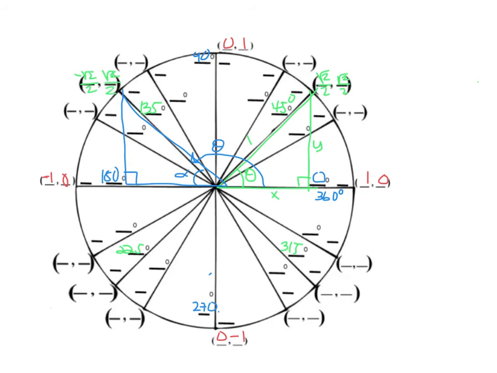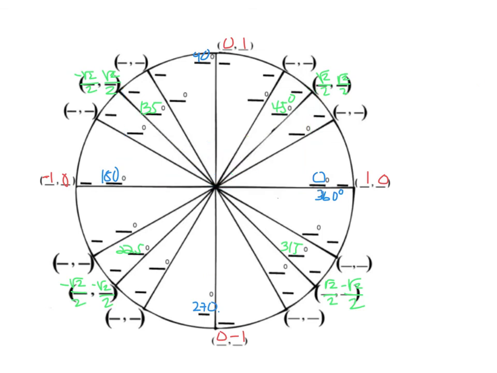The same thing is going to happen with 225. It's going to be the same values, except that they're both negative here. And with 315, my x is going to be positive, but my y is going to be negative.